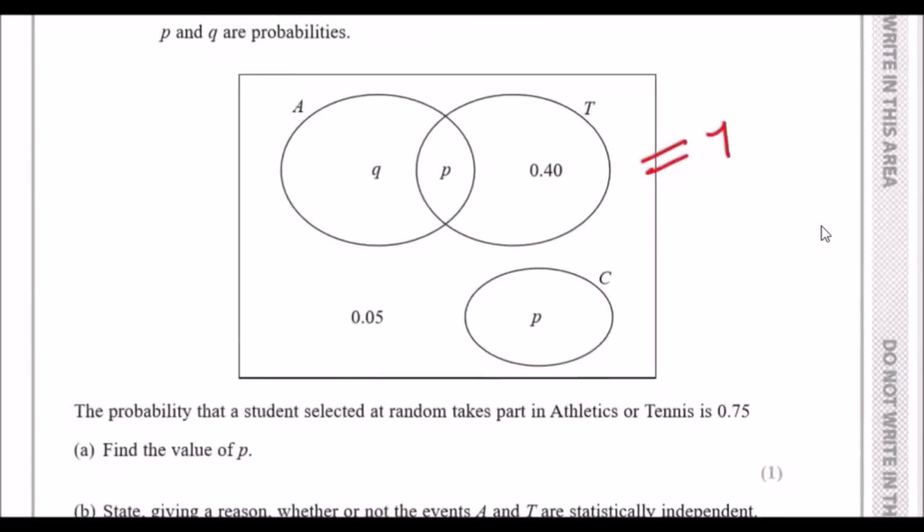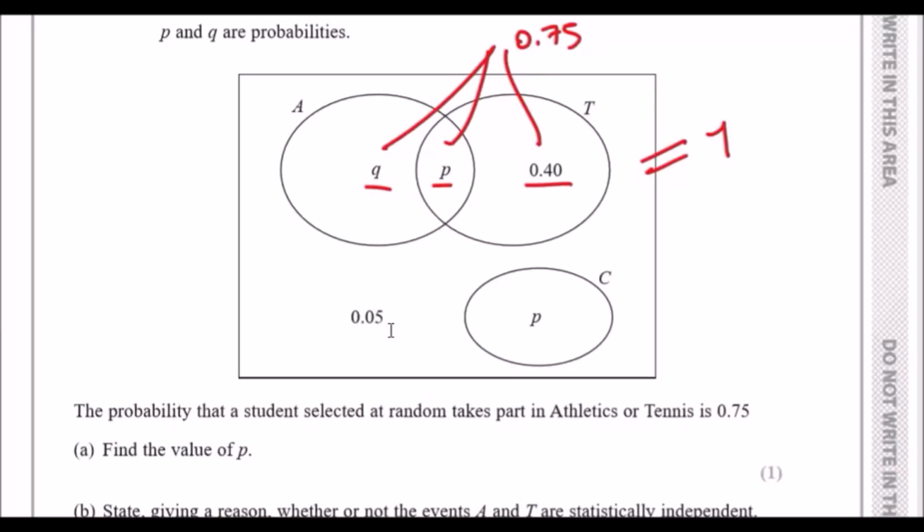Now, the probability that a student selected at random takes part in athletics or tennis, in other words, in the areas of A or T, equals 75%. So before we look at the questions, we know that everything inside here is 75%. So this means Q plus P plus 0.40 equals 75%. So let's just put all of these out here. This means that outside these circles, we have a remainder of 25%, because 25 and 75 give us a whole. So this means these two, 5 and P, must add up to make 25%.